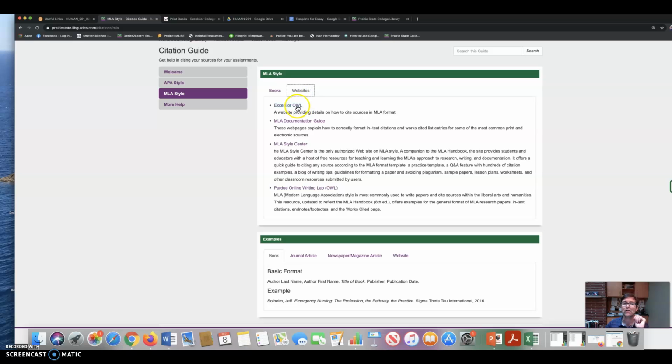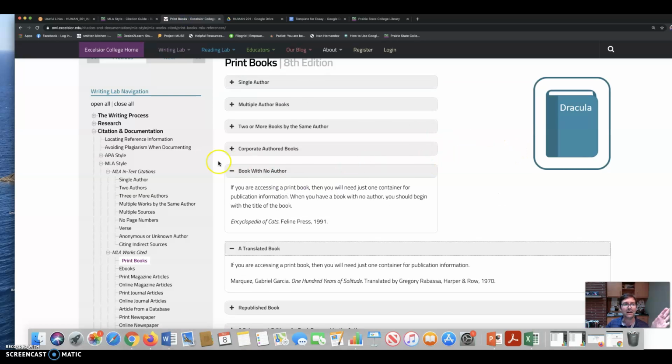But I encourage you to go to Excelsior OWL, that's Online Writing Lab, or Purdue OWL, Online Writing Lab. That's at Purdue University in Indiana, and Excelsior is a college, I forget where. Okay, but this is what the Excelsior guide looks like. And this is a page. Excelsior College Home, Writing Lab, Navigation.